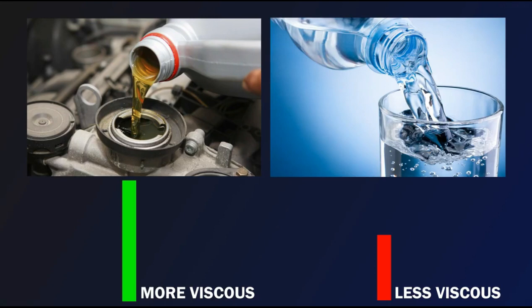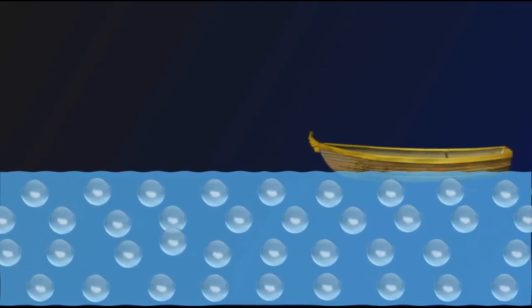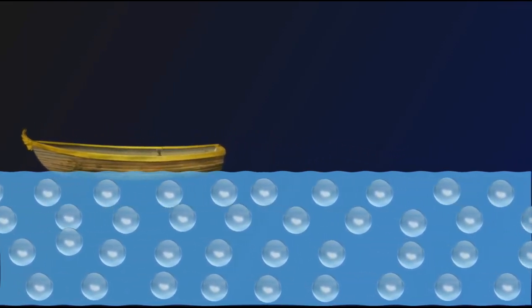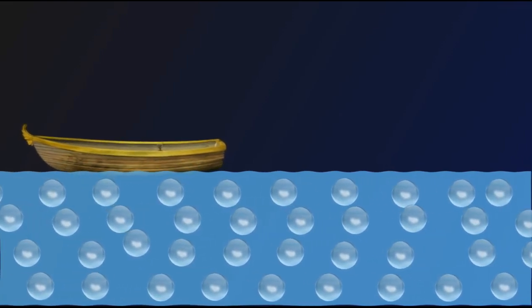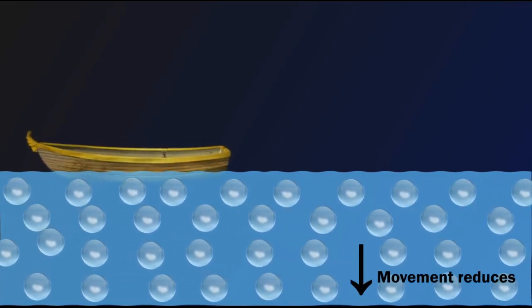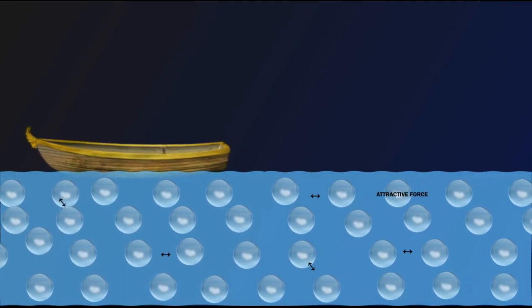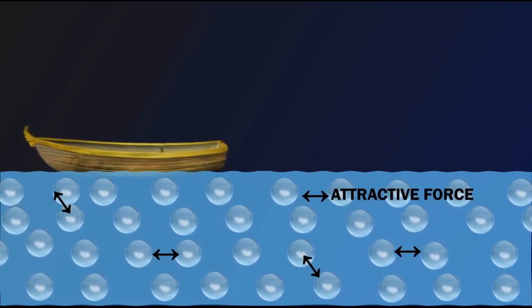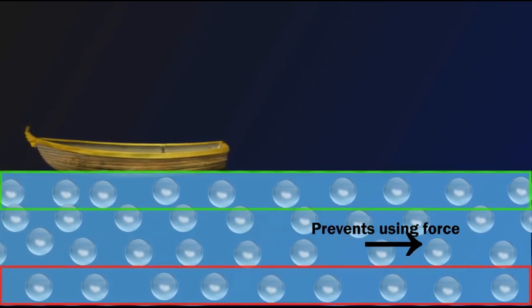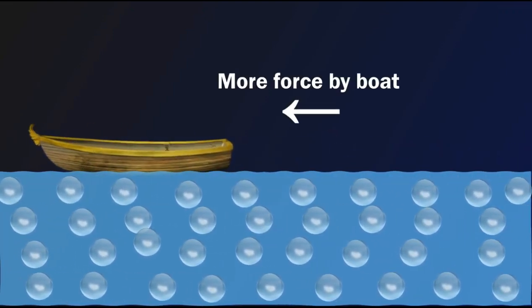Now let's understand what happens when a solid object moves in or on the liquid. Imagine a boat is moving on water. With the boat, water molecules on the top layer are also moving. As we move deeper and deeper, movement of particles reduces. Since there is an attractive force between molecules, deeper molecules try to prevent surface particles from moving with the boat. And to overcome this force, the boat needs to apply more force.